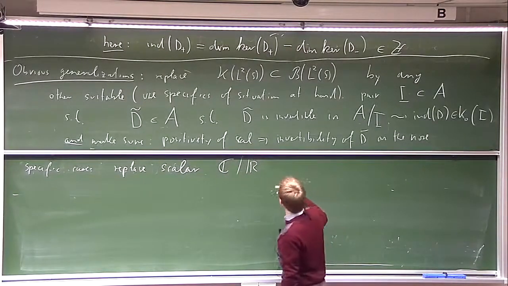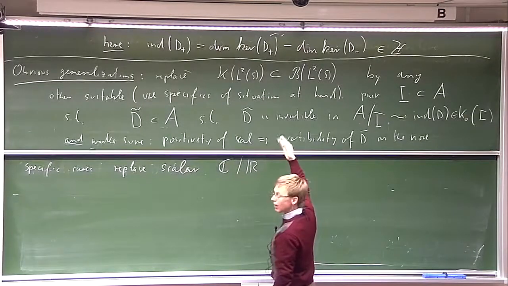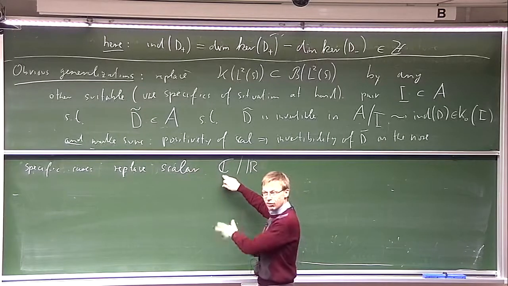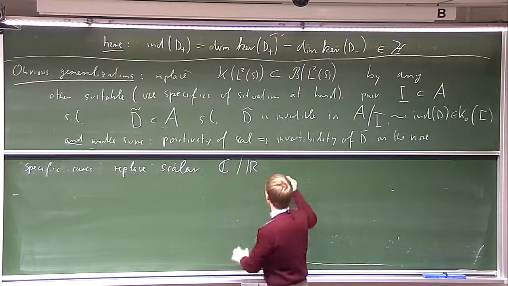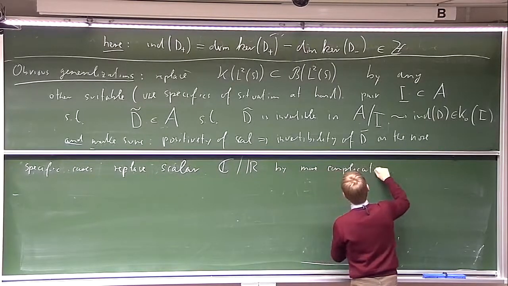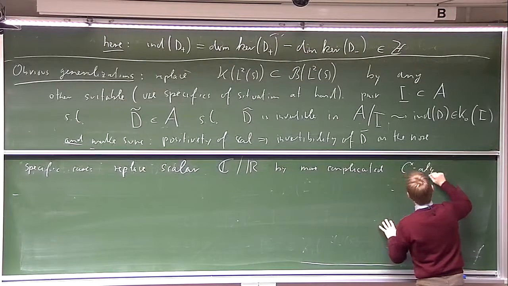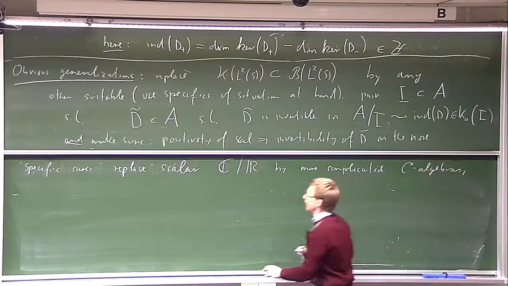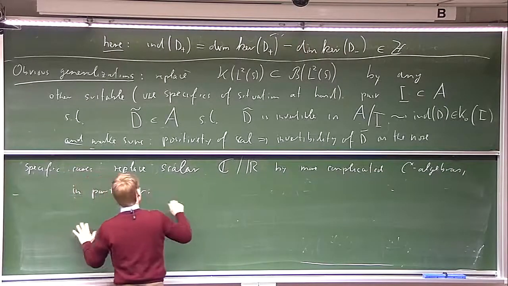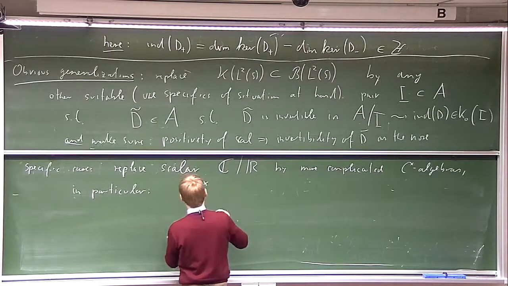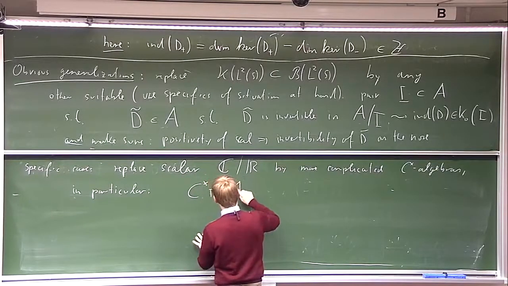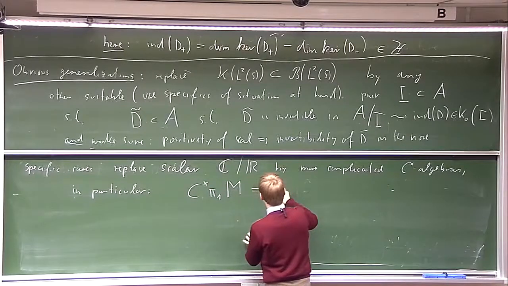Now you see, along the way we work with C-star algebras which are not that simple anyway. So why not also replace the scalars by more complicated C-star algebras? And in particular, we can take the thing which showed up before, the C-star algebra of the fundamental group of the manifold in question, which is a completion.